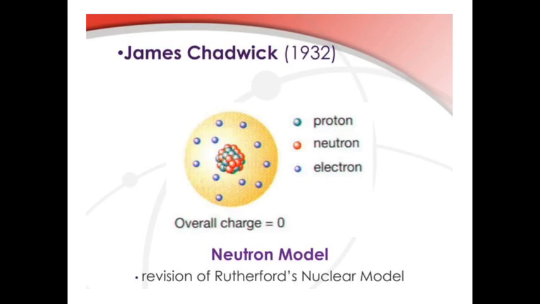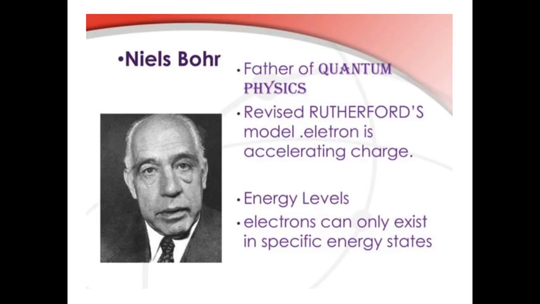So James Chadwick's model is called the neutron model. It's just a revision of Rutherford's nuclear model. So we must put that to note. And then one of the most important models to talk about was mentioned by Niels Bohr. Niels Bohr was able to revise Rutherford's model. Niels Bohr is the father of quantum physics.